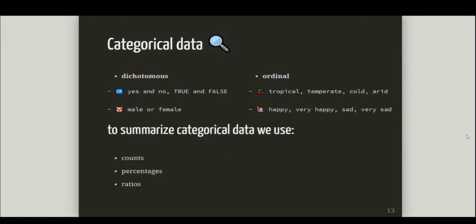Well, to summarize this data, we use counts, percentages, and ratios. And for this, we can use bar or dot charts, or use tables for counts, percentages, and ratios. Let's see how this is done.